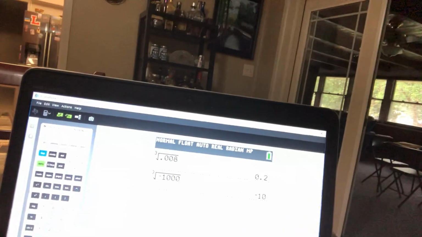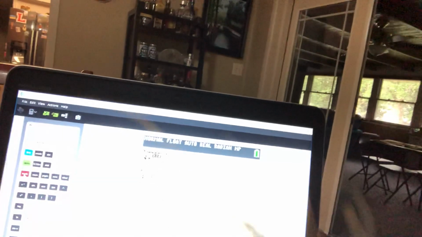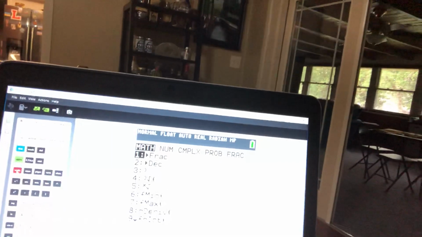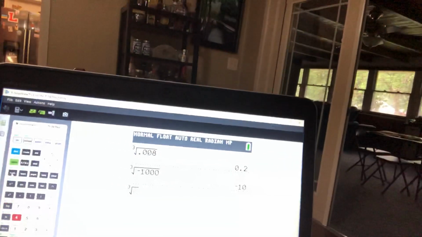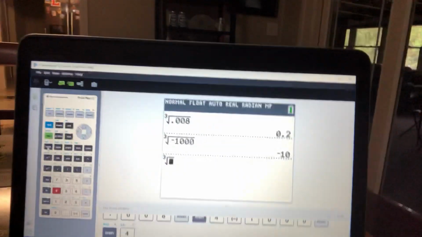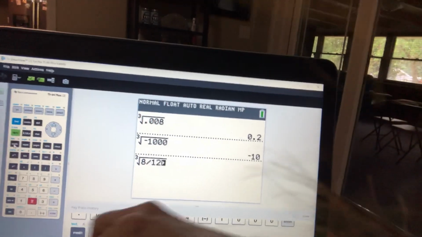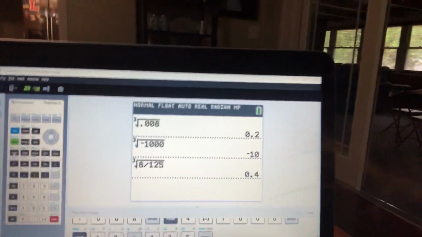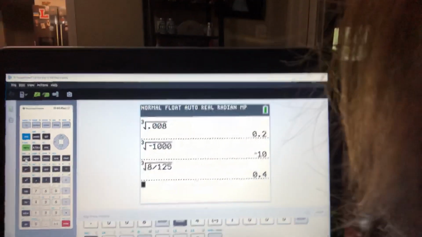I've lost my mouse. There it is, math, and number 4 again. Okay, this one is a fraction. Let me get it real quick. It is 8/125. Okay, now when you press that one, you get 0.4.